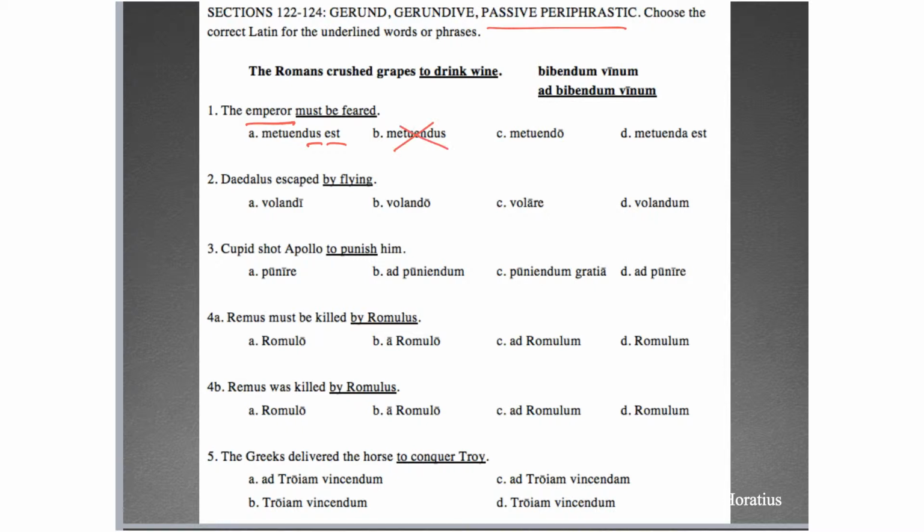So no main verb, not nominative. All right, works, but feminine instead of masculine. So A is correct. All right, so by flying, this is our straight gerund.